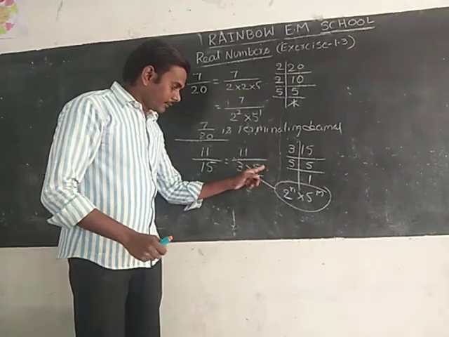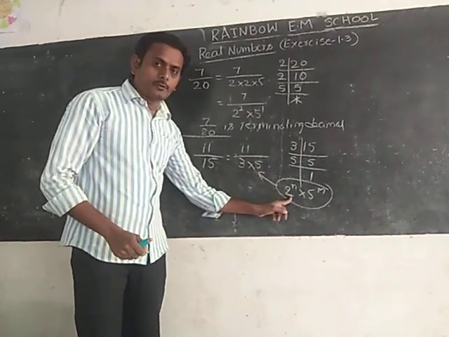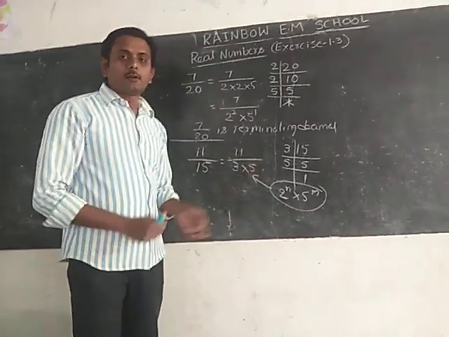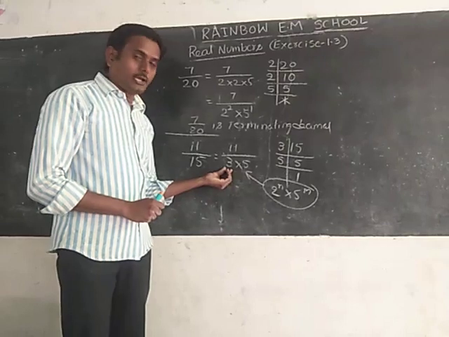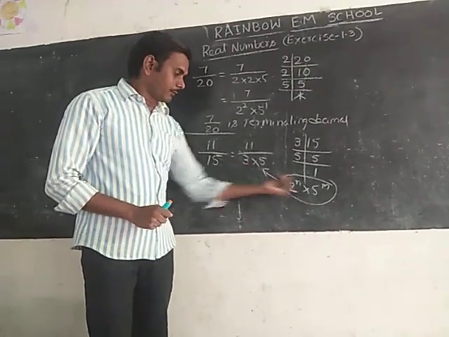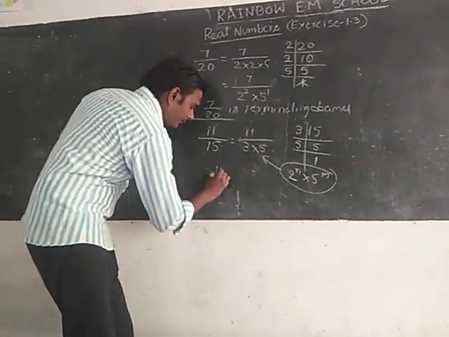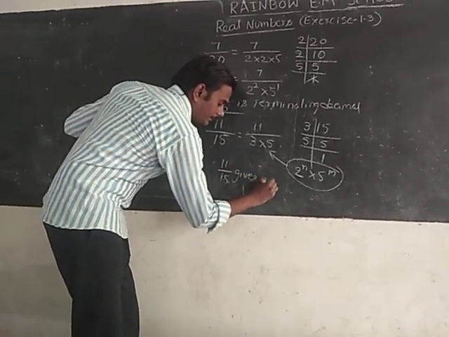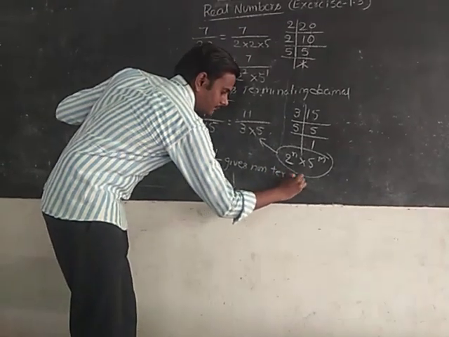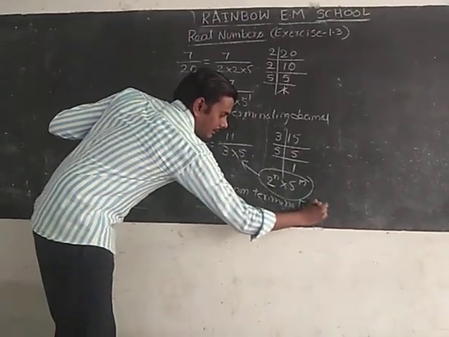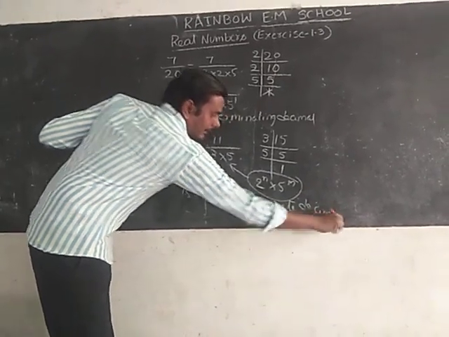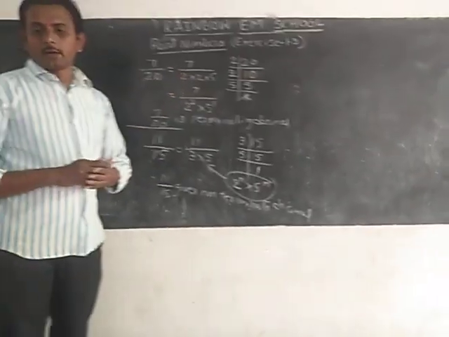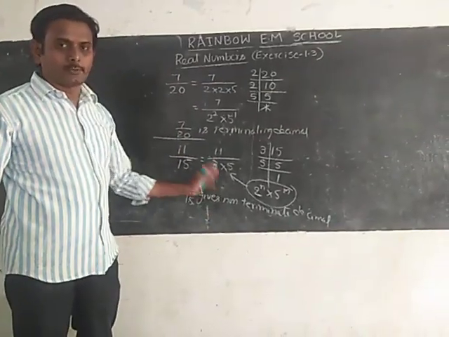Once again, listen: whenever the denominator is not in the form of 2 power n and 5 power n, that gives a non-terminating decimal. Here, 3 is there, a number other than 2 and 5. So 11 by 15 gives a non-terminating decimal. Now that is about non-terminating decimals.